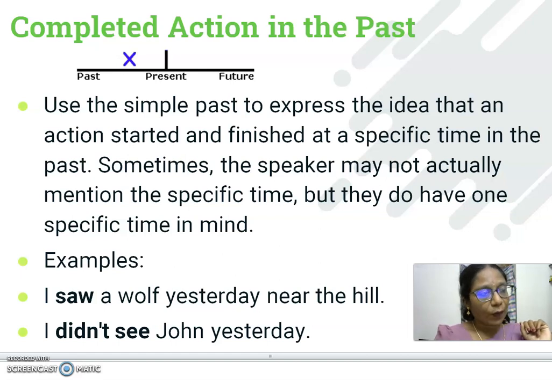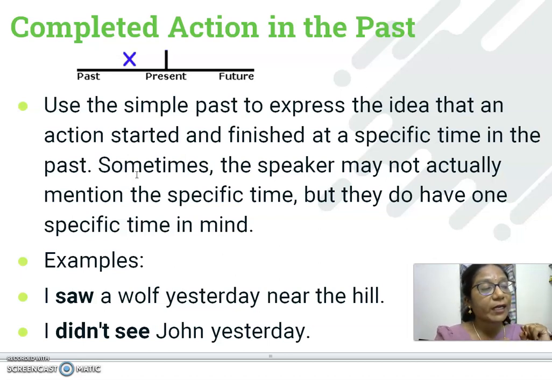Let's see the first use now. Completed action in the past. How does this take place? You can find here a diagrammatic representation. The present is in between the past and the future at both the extremes. And now here, we need to use the simple past to express the idea that an action started and finished at a specific time in the past. Sometimes the speaker may not actually mention the specific time, but they do have one specific time in mind.